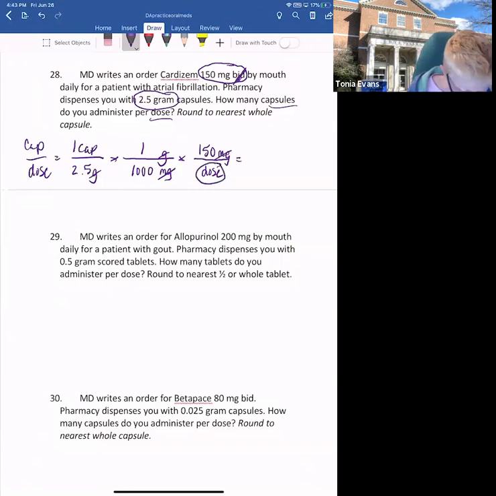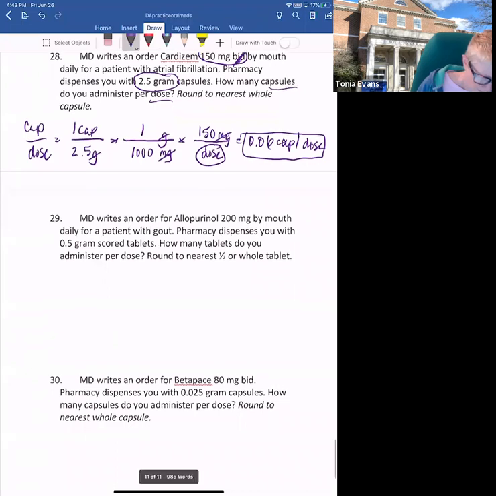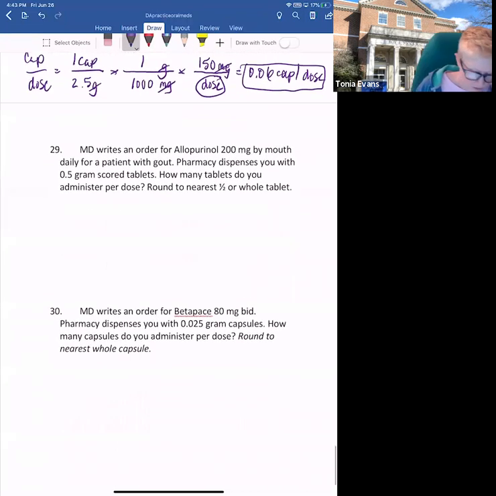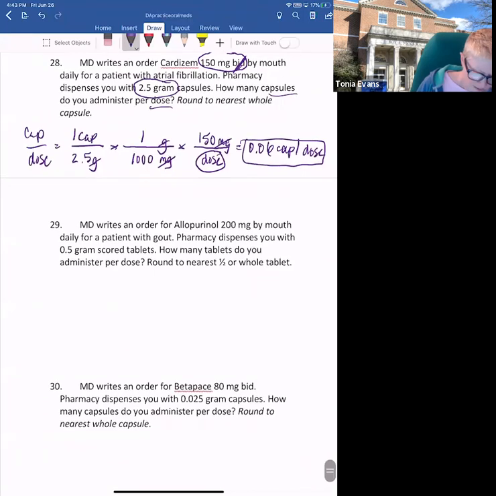Okay, so we have 150 divided by 2.5 divided by 1,000 equals 0.06 caps per dose. Now I'm like, wow, that's not right. That's crazy. I'm not going to give 6 1/100ths of a capsule per dose. I think this doc ordered this wrong. For sure. So, what's your answer?